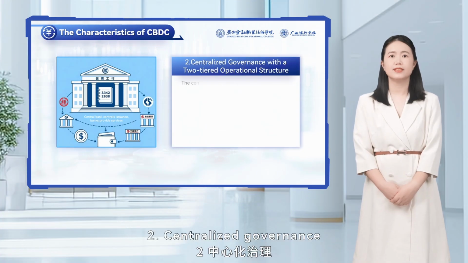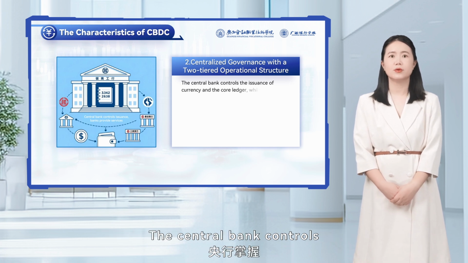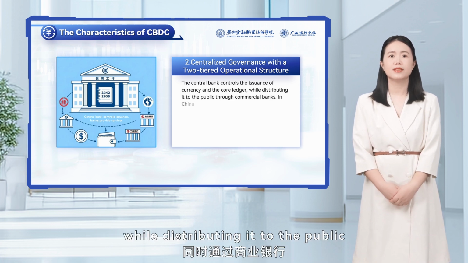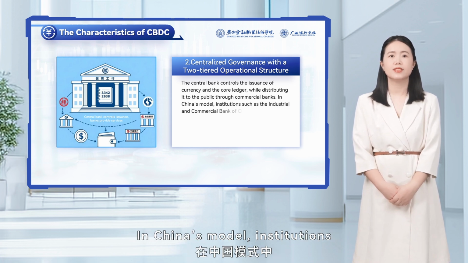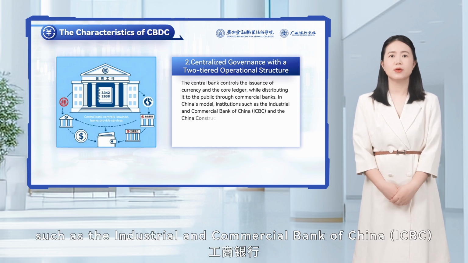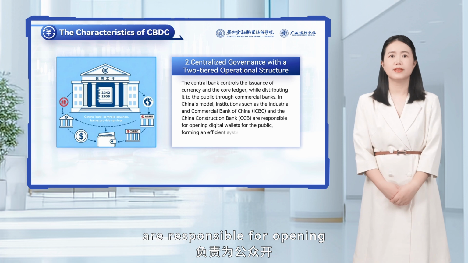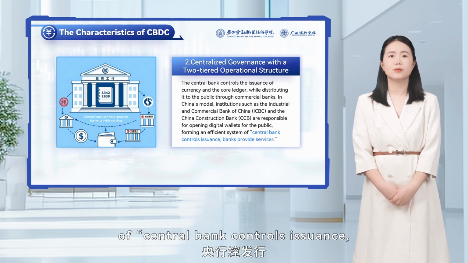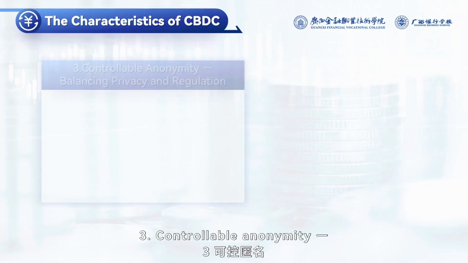2. Centralized governance. With a two-tiered operational structure, the central bank controls the issuance of currency and the core ledger, while distributing it to the public through commercial banks. In China's model, institutions such as the Industrial and Commercial Bank of China, ICBC, and the China Construction Bank, CCB, are responsible for opening digital wallets for the public, forming an efficient system of central bank controls issuance, banks provide services.